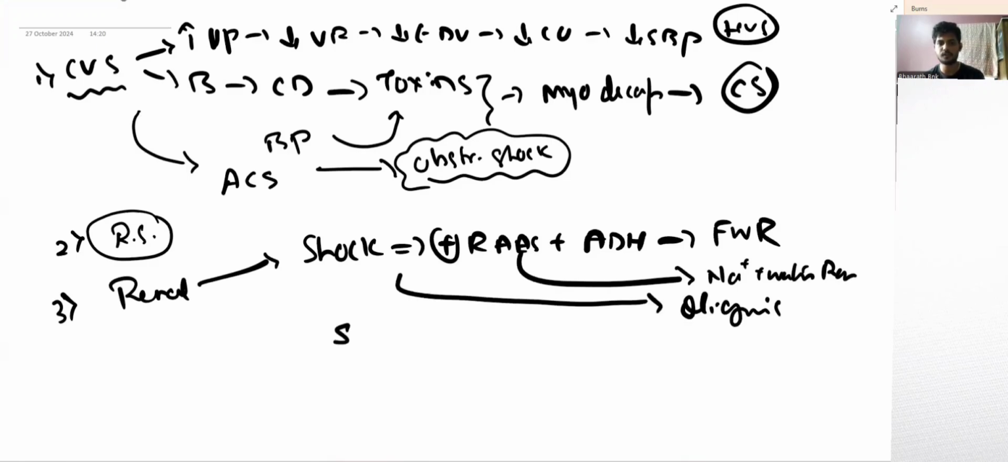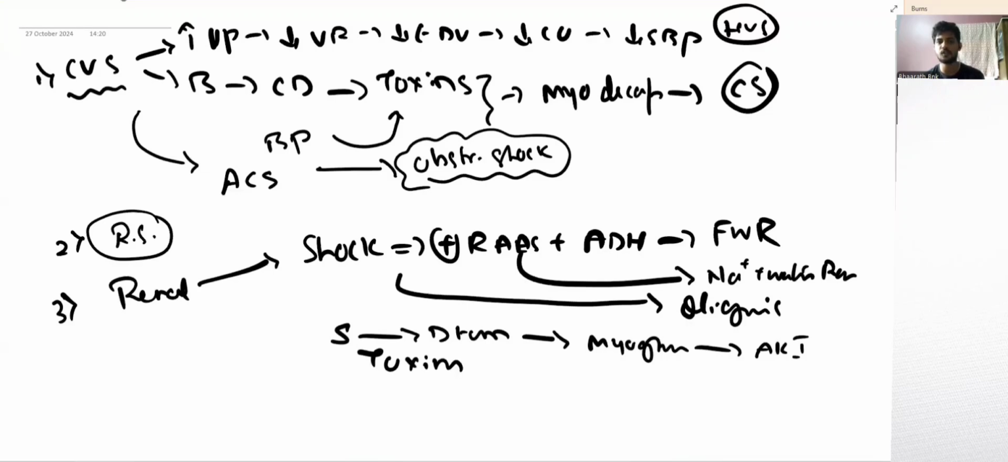Now, shock causes damage to the muscles. If it has caused damage to the muscles, this will lead to myoglobinuria. This myoglobinuria can be a direct cause of renal injury. Or whatever toxins are present, these toxins can also cause acute tubular necrosis and that will damage the kidneys.